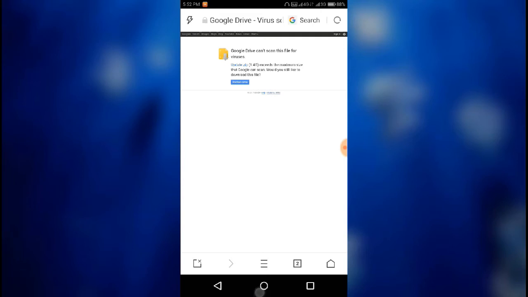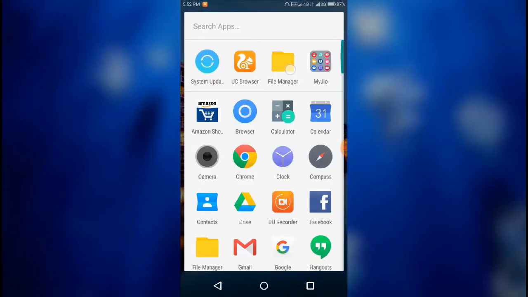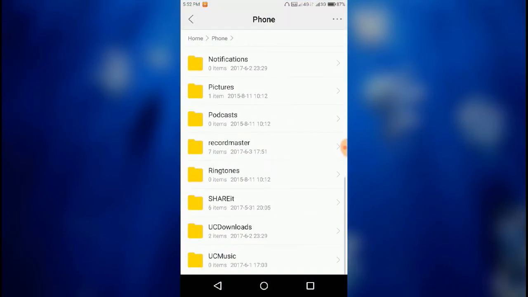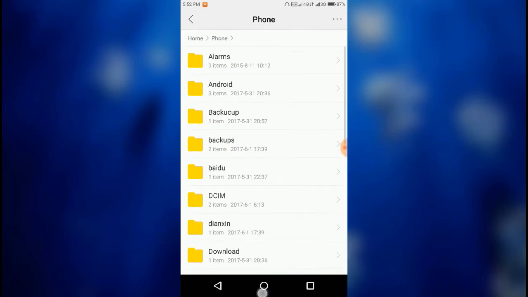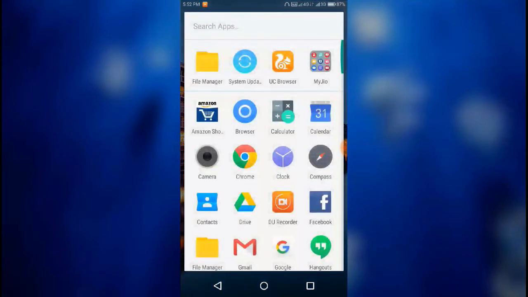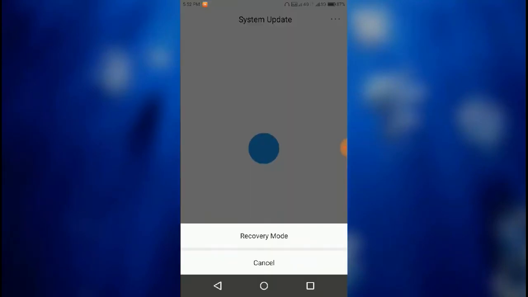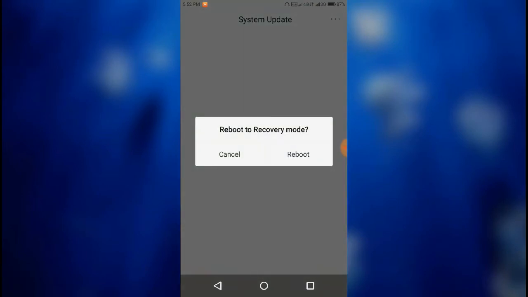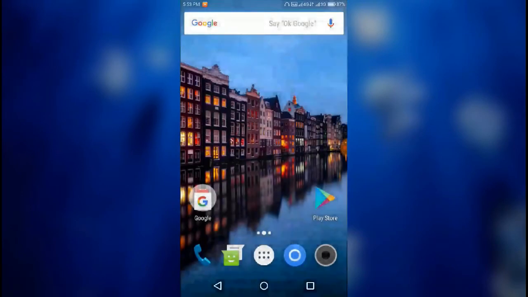After downloading this file, what you have to do is just place the file in the root directory of the internal storage. After placing the file in the root directory, what you have to do is just open the system update app and tap the three dots here, tap on recovery mode, tap on reboot, and it might ask for passcode or pin or pattern, whatever you have set, and tap on reboot.